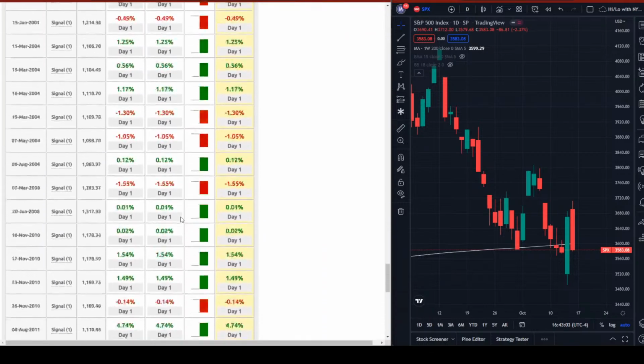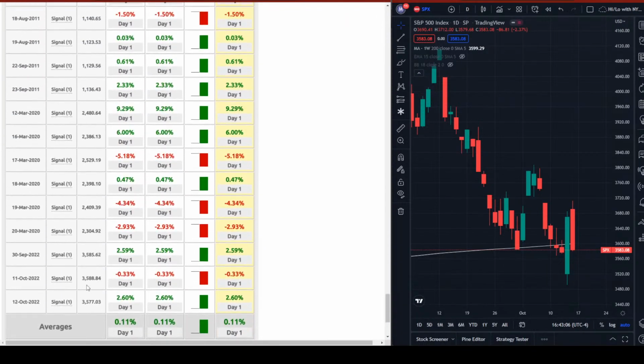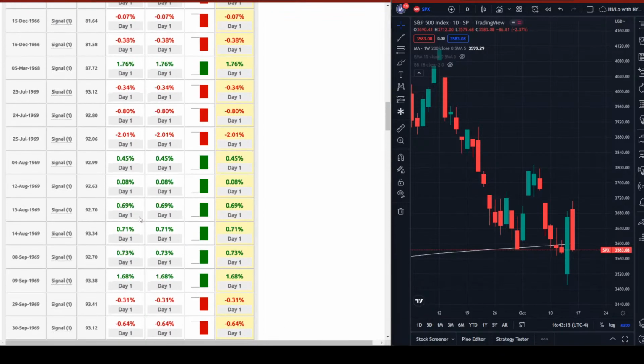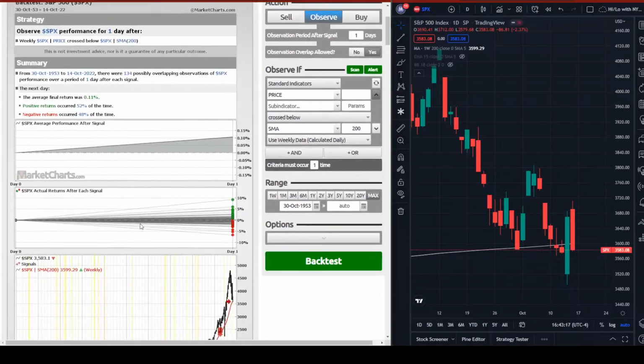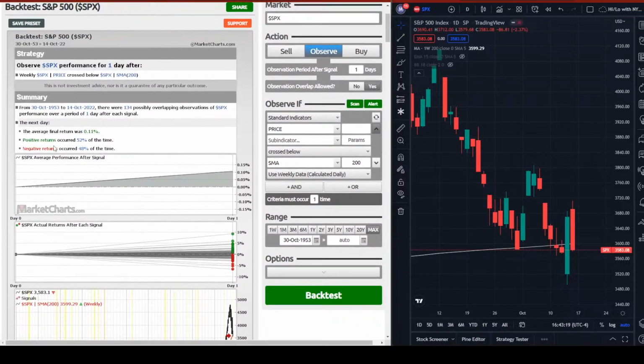Now Friday's cross below it will be the 135th time. The reason why it is not included in this study is because we haven't had a daily close afterwards. We haven't seen a full occurrence yet, okay? But still, 134 occurrences, that's still a pretty good amount of data here. And as you can see, 52% of the time we end positive the next day. 48% of the time we end negative for the day, for an average final return of 0.11%. So, you know what? Let's just call it 50-50 for the sake of argument, okay?